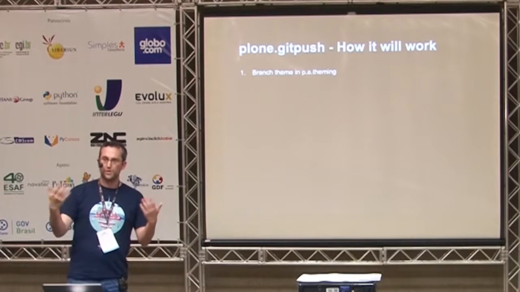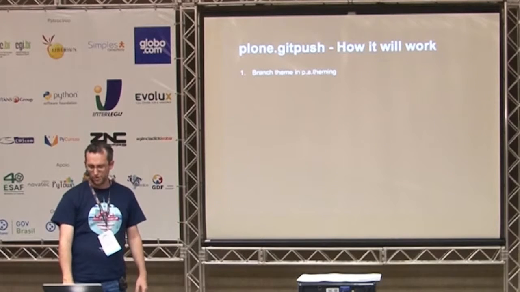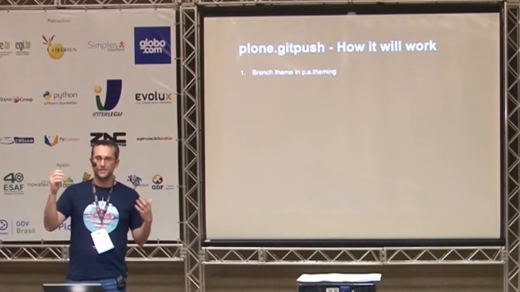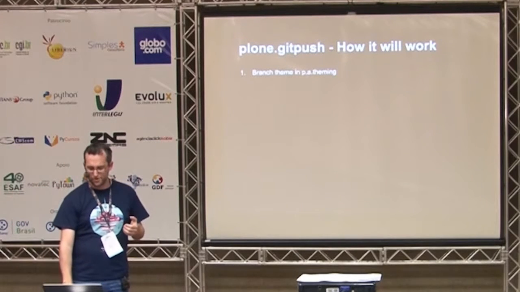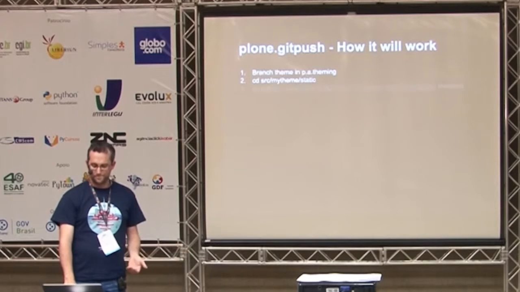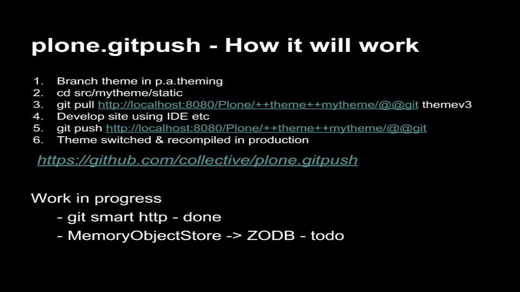So how this package could work: you could go into plone.app.theming and branch your theme. Instead of doing a copy, you just create a branch. Then you go into, say, a static thing in your local buildout. We can do a git pull, just pull down that new branch that we created. Then we can start developing it. We can run a local service, edit the theme and so on. Then we do a git push straight back up. And as soon as we do a push, it does a checkout straight away.